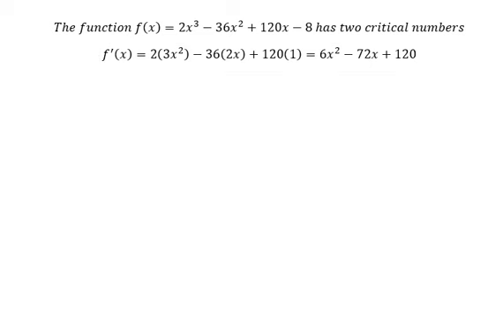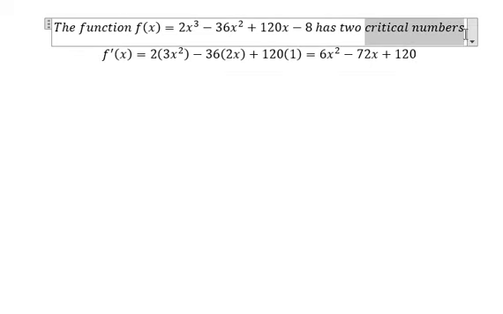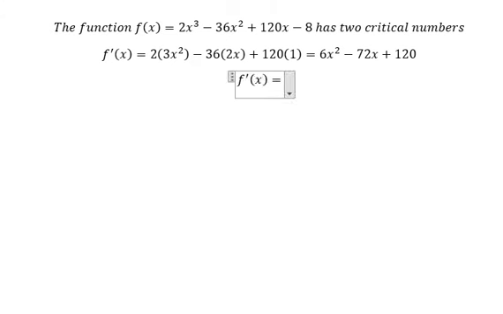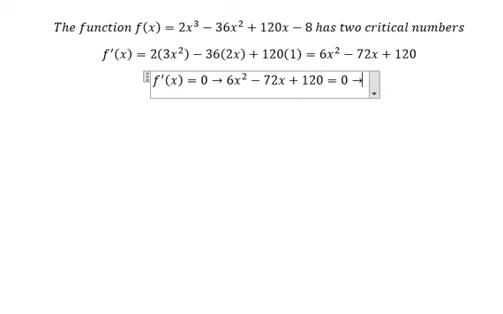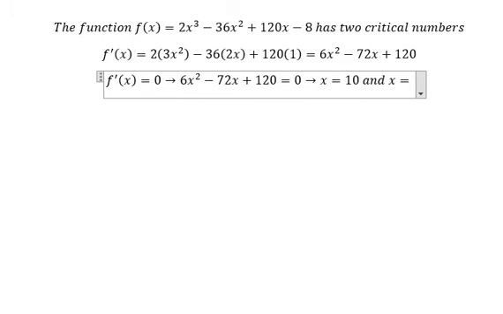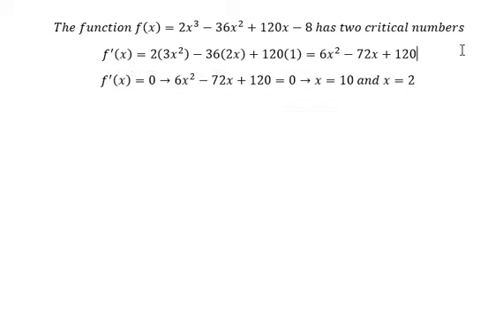Next, if we want to find critical numbers, we put this one equals to number 0. That means this one equals to number 0. And now we have two solutions. That is about x equals to number 10 and x equals to number 2.